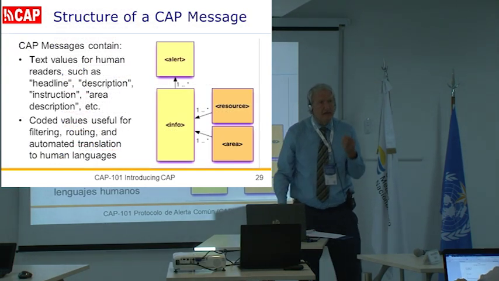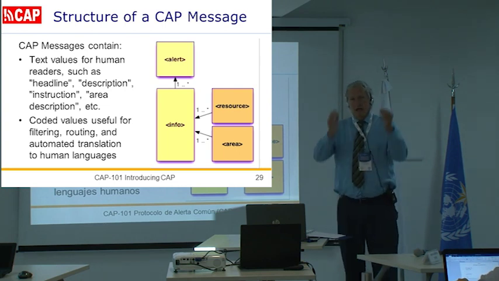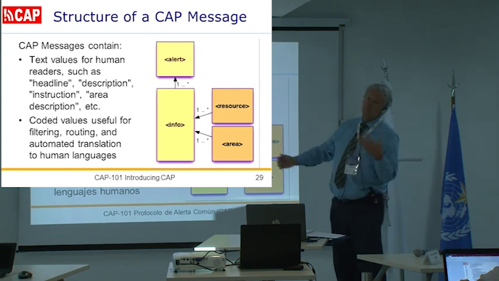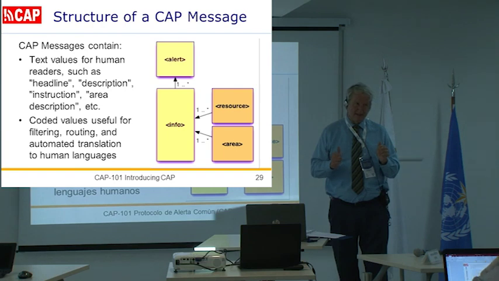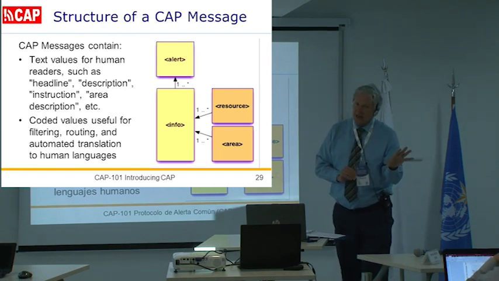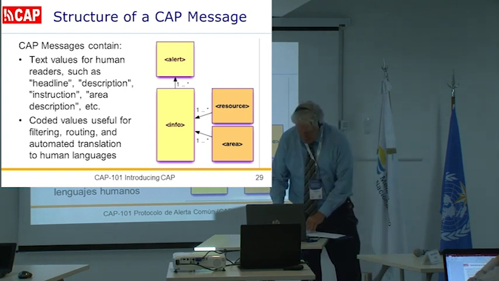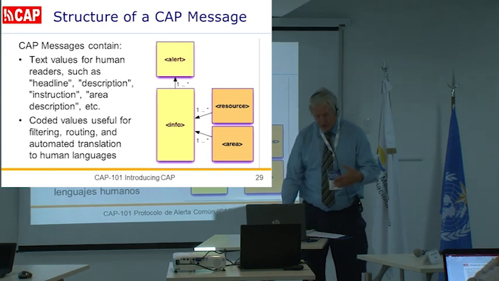That's the critically important feature of CAP messages. Just full text doesn't cut it. Text plus data, now you're in the sweet spot, because the machines find it easy to use. The people still understand what they need. We have text values for human readers, such as the area description I just showed, the headline, the instruction.